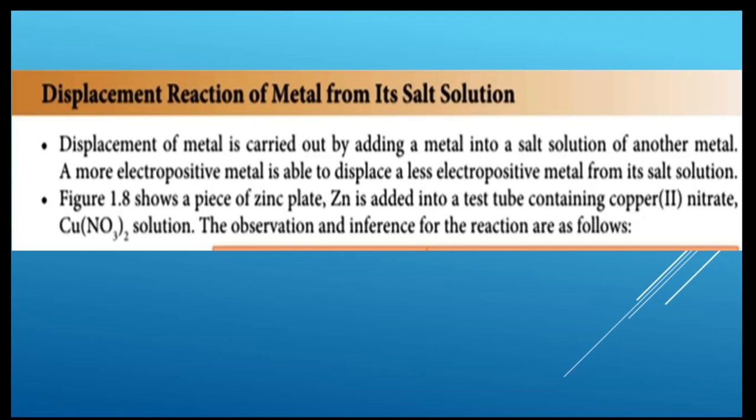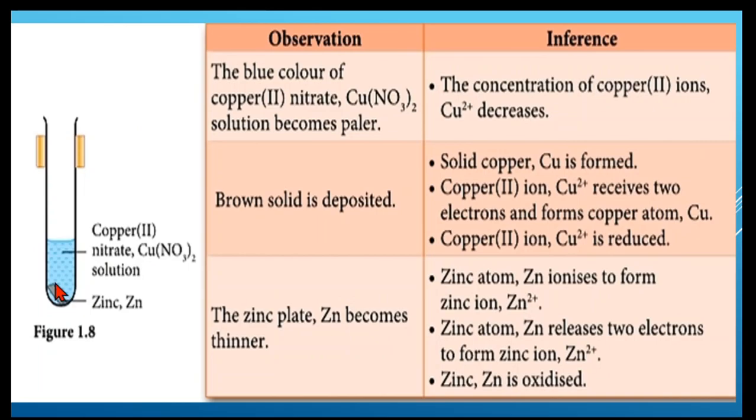So metal yang lebih electropositive iaitu yang lebih cenderung untuk donate electron, able to displace the metal that is less electropositive. So in this example, the zinc is more electropositive compared to copper. So that's why the zinc can displace the copper from the copper nitrate solution. From its solution lah. Okay?